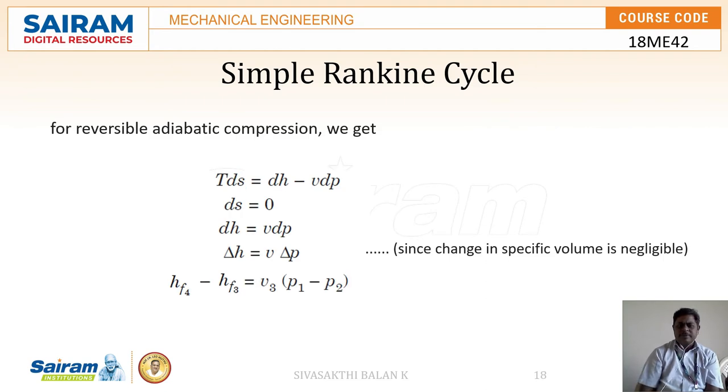And we know that for a reversible adiabatic compression, we can relate the heat transferred to the system in terms of Tds as Tds equals dh minus V dP. Since entropy remains constant in this process, ds becomes 0. So dh minus V dP is equal to Tds, and from this we get dh as V into dP. So hf4 minus hf3, the difference between the enthalpies, is equal to V3, the specific volume at state 3, times the pressure difference P1 minus P2.